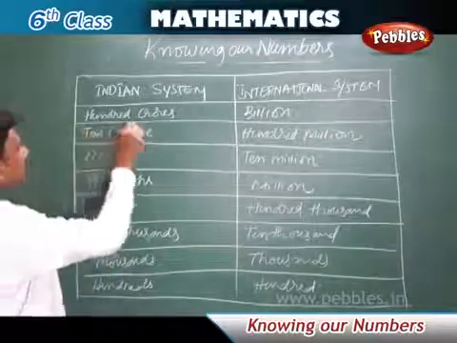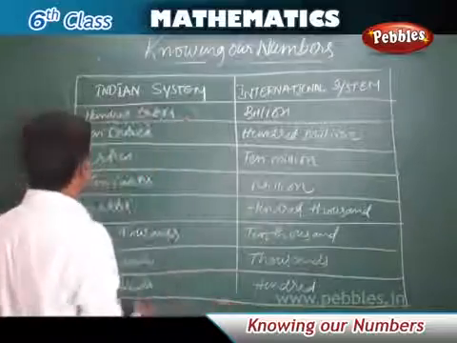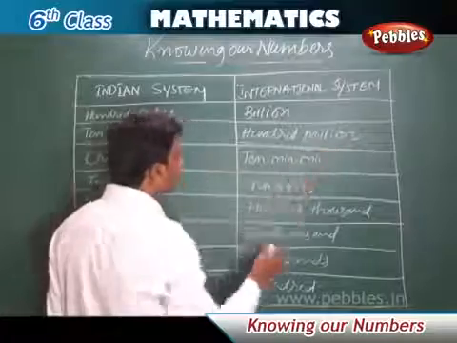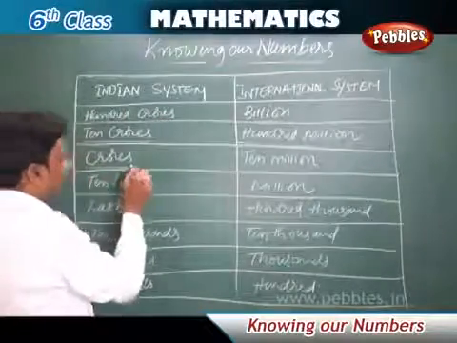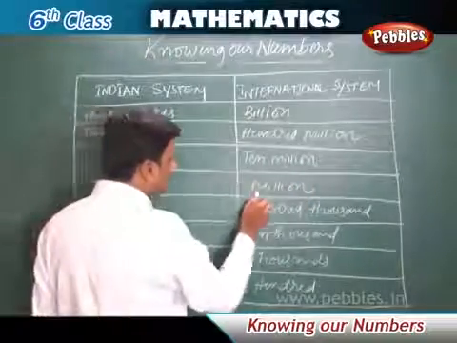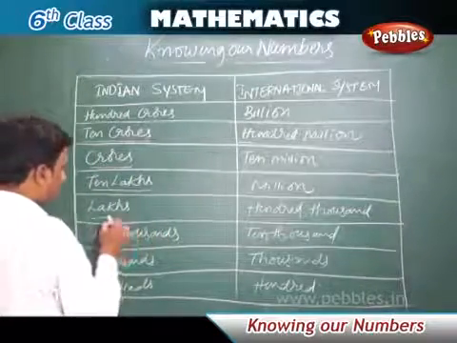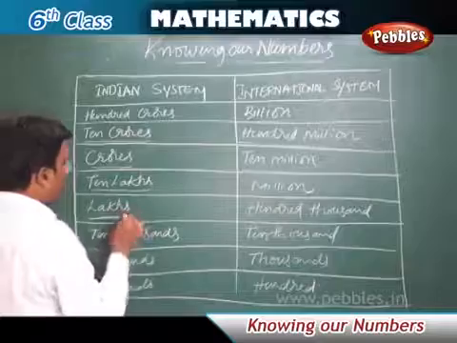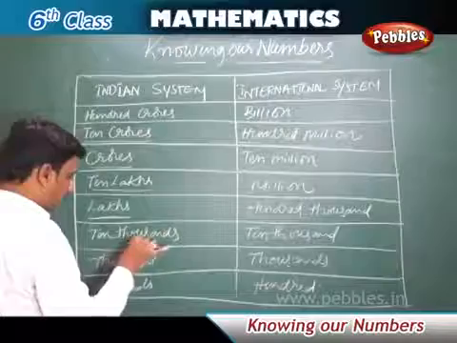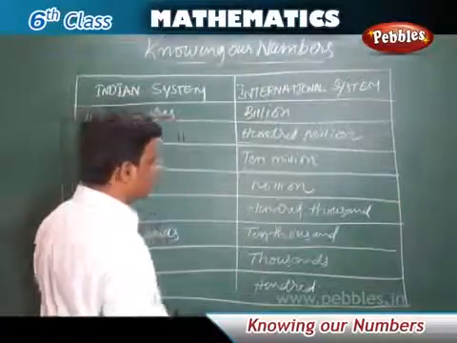According to the Indian system, 100 crores is called a billion in the international system. 10 crores in the Indian system is called 100 millions in the international system. So a crore in the Indian system is 10 million, and 10 lakhs is equal to 1 million in the international system. There is no lakh in the international system. Whatever we call a lakh in the Indian system is 100,000s. From here, 10,000, 1,000, 100, tens, ones are common for both systems.